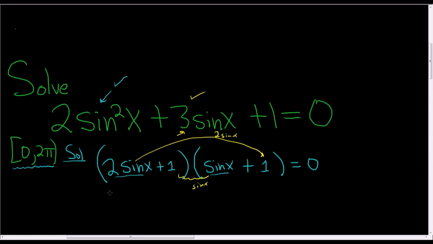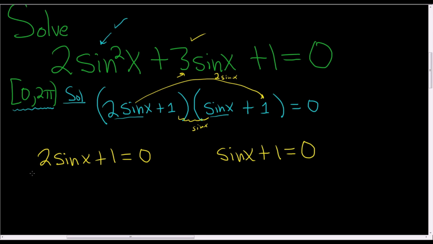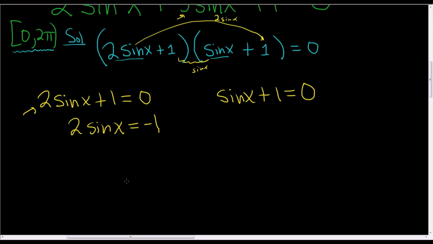Okay, so we have a product, and it's equal to 0, so we can set each factor equal to 0. So 2 sine x plus 1 equals 0, and then over here we have sine x plus 1 equals 0. Let's go ahead and solve this one first. Subtracting 1, we get 2 sine x equals negative 1. And then finally, we'll divide by 2. So the sine of x is equal to negative 1/2. Now here's where you have to draw on some trig knowledge.